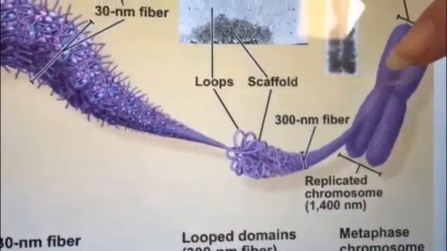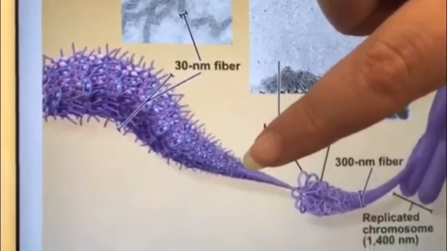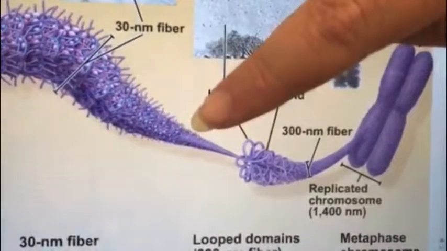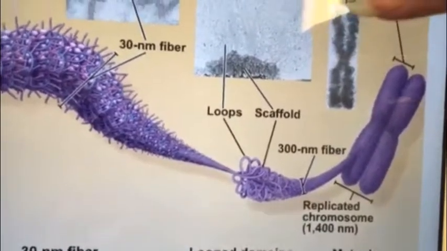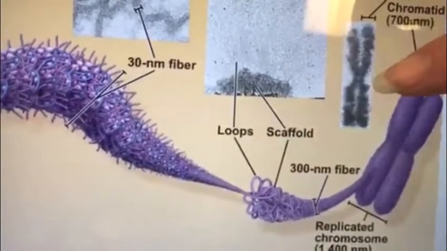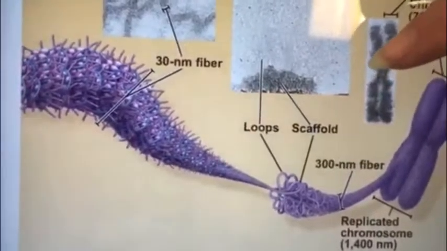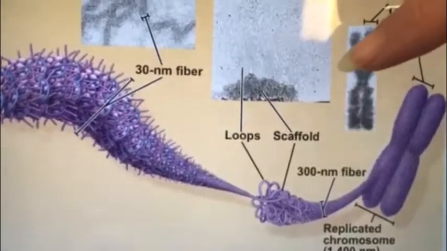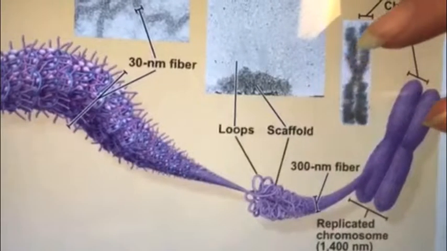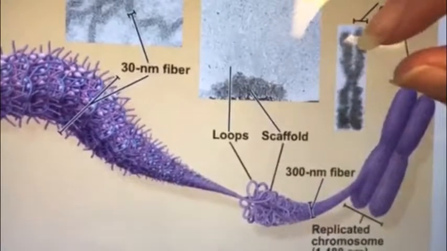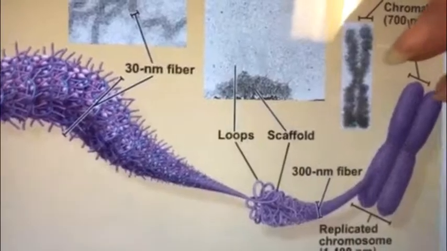So basically, depending on how the chromatin itself is packed will determine how easily the genetic information can be expressed. So if it's loosely packed, it's called euchromatin. And so that's loosely packed, and that's easier for the gene to be expressed, whereas when it's tightly packed, that's called heterochromatin, and that makes it much more difficult to express.